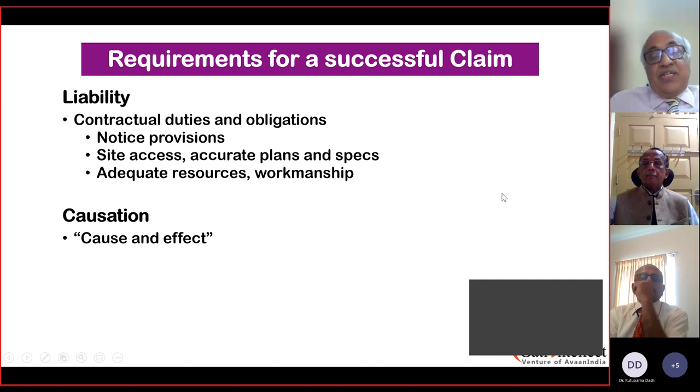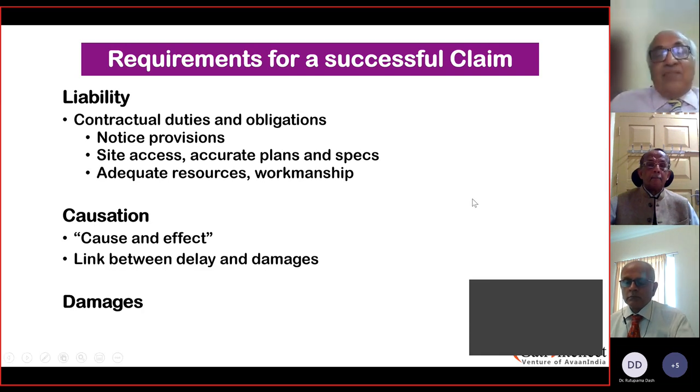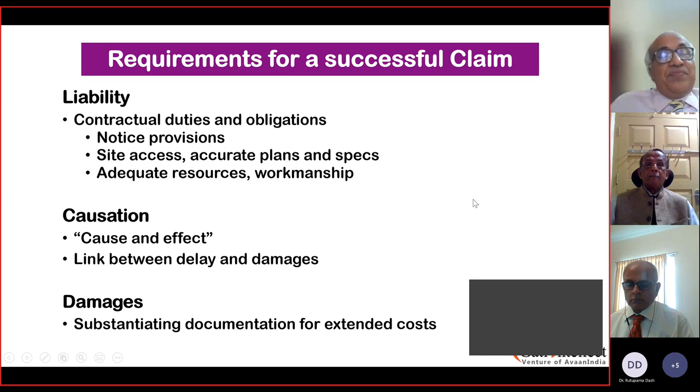The main aspect is that it has to be clearly mentioned that these claims have arisen because of the other party. If the owner is raising it, it would be based on what the contractor has not done, and if the contractor is raising it, it has to be based on what the owner has not done. So the cause and the effect has to be clearly mentioned and with proper documentation.